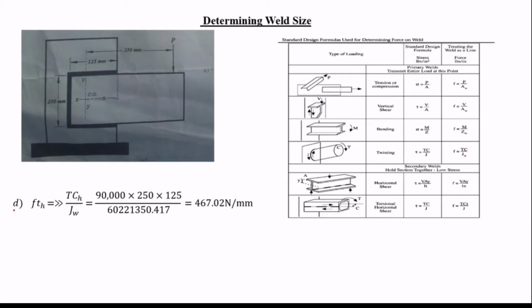The T here represents the torque. When there's a load coming here, we are creating a moment at the centroid. So when it comes here, the perpendicular distance will be 250 millimeters. We are going to multiply the load, which is 90 kilonewton, times the perpendicular distance, 250 mm, then times the CH that we found, which is the horizontal distance from the centroid to the combined forces. Then you divide by the polar moment of inertia, and that will give you 467.02 Newton per millimeter.